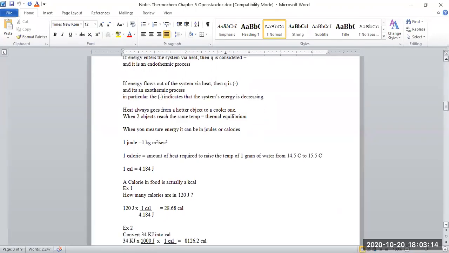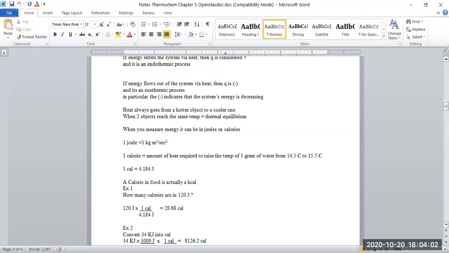The calories have a different origin in terms of what they represent. It is still a concrete thing, but it actually relies on a particular substance. Calories are based upon water. If you want to get down to all the nitty-gritty details here, it's the amount of heat required to raise the temperature of 1 gram of water, so roughly 20 drops, 1 cubic centimeter of water from 14.5 Celsius to 15.5 Celsius.